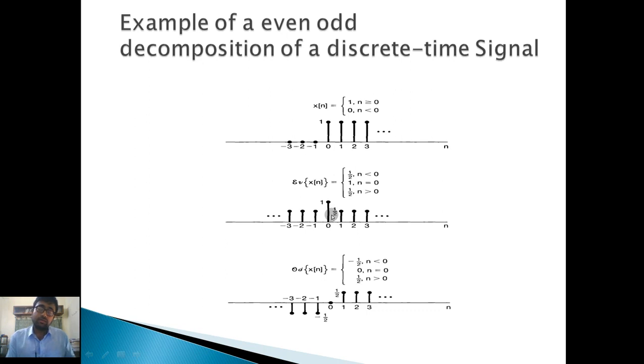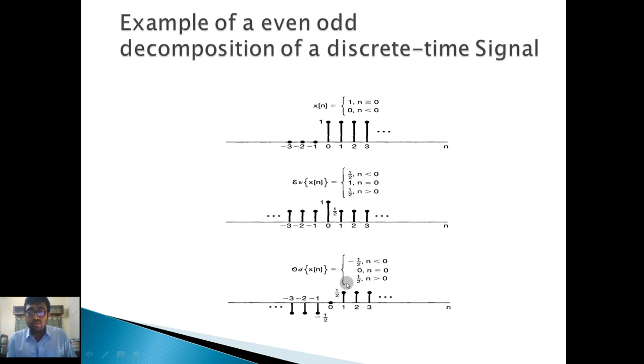As we described in the previous slide, in the case of an even signal, the mirror image of the signal will be the same as the original signal. So this is an even signal, and this is the value of the even part.